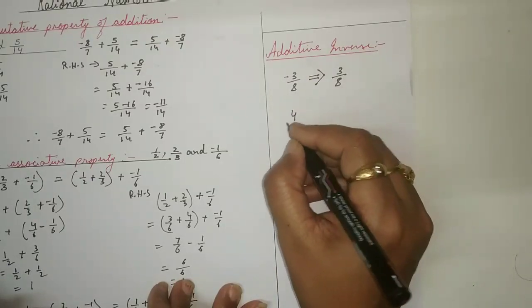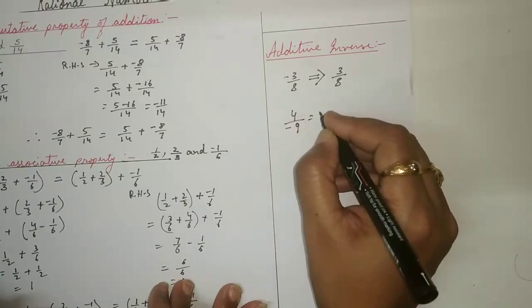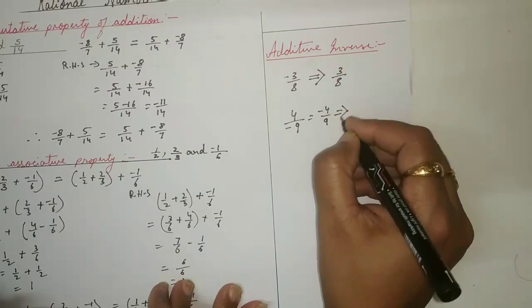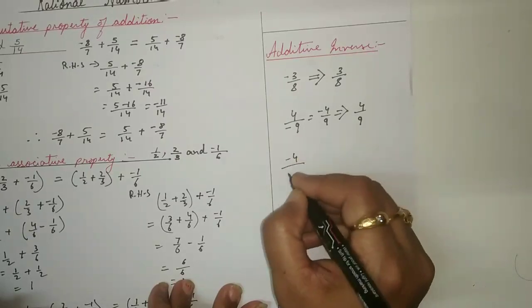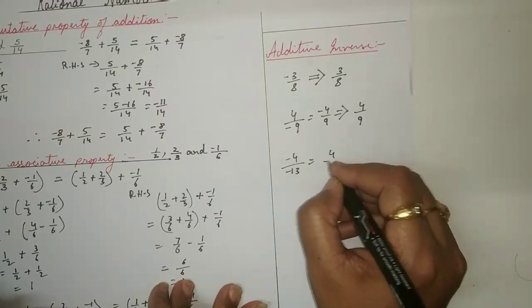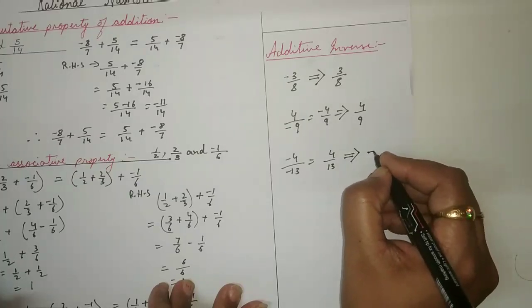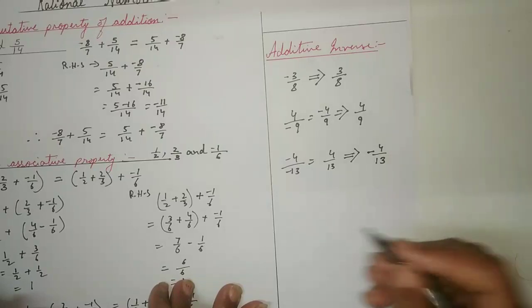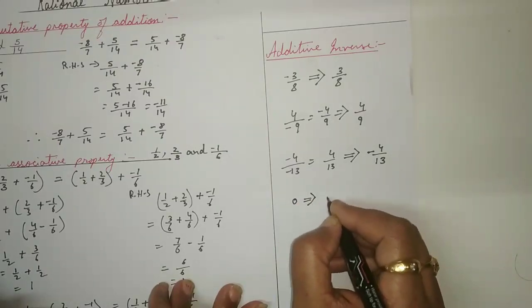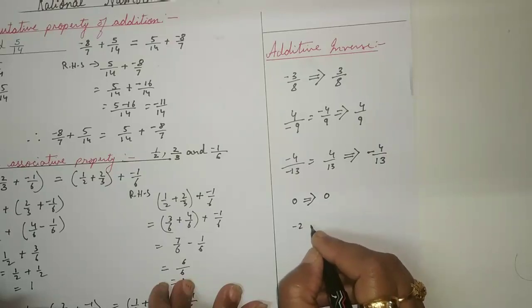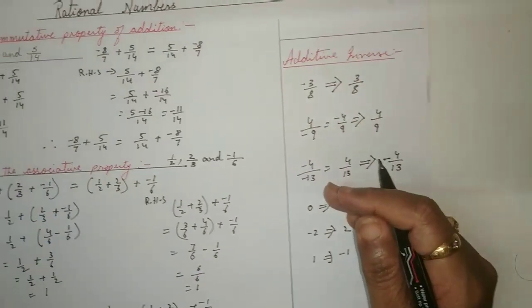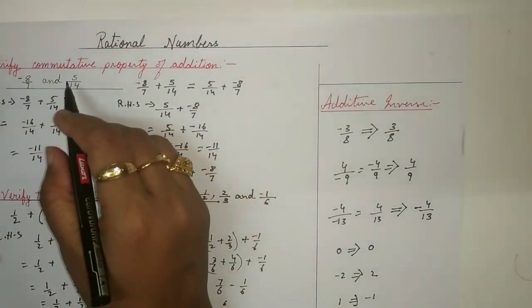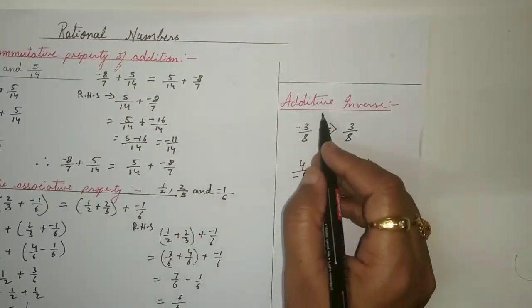Suppose you have a question like 4 by minus 9. This is always equal to minus 4 by 9. So the additive inverse is 4 by 9. If I take another question, say minus 4 by minus 13, that is 4 by 13. So the additive inverse is minus 4 by 13. What is the additive inverse of 0? Of course, 0. What is the additive inverse of minus 2? Yes, it is 2. What is the additive inverse of 1? Yes, minus 1. So we have discussed in this video the commutative property, the associative property, the additive inverse.